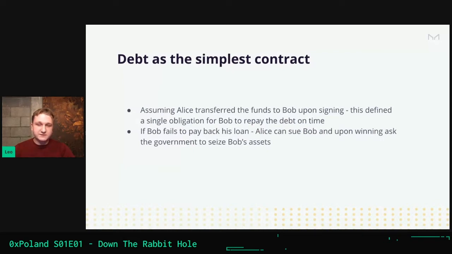And assuming that Alice transferred the funds to Bob upon signing, this defines just a single obligation for Bob to repay the debt on time. If Bob fails to pay back his loan, Alice can sue Bob and upon winning, ask the government to seize Bob's assets. So we see how it works here. They agree, and then Bob has an obligation to transfer. And if he fails, then the only thing Alice can do is go to court.